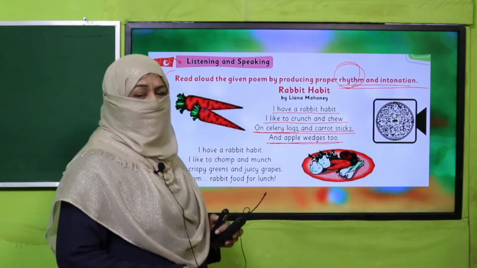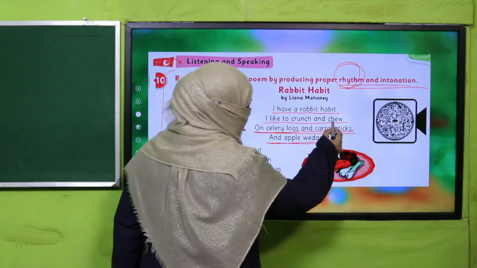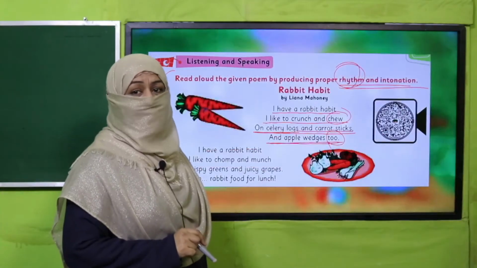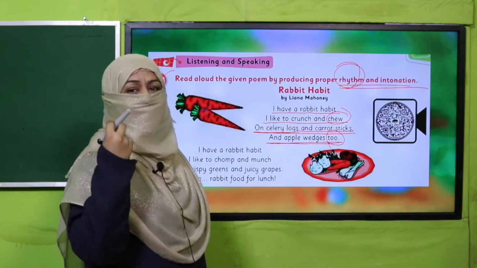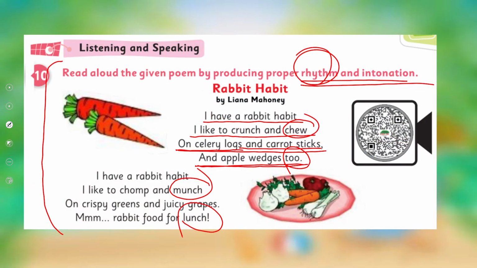Yes, my dear students, I hope you enjoyed reciting this poem. Now look at these words. Chew and two. Do they sound the same? Yes, that's why they are called rhyming words. Munch and lunch. Do they sound the same? Yes, they are called rhyming words.